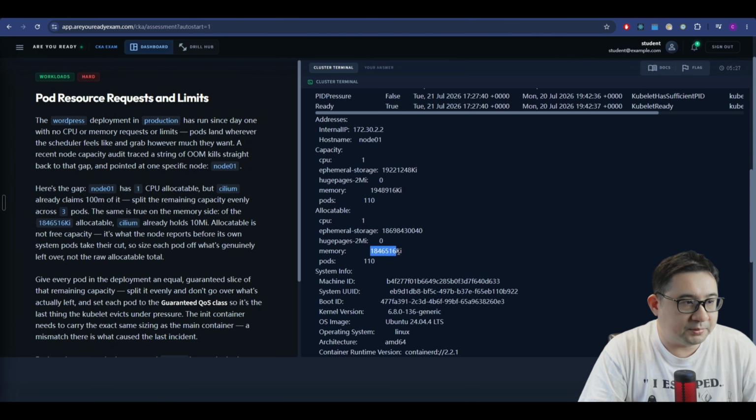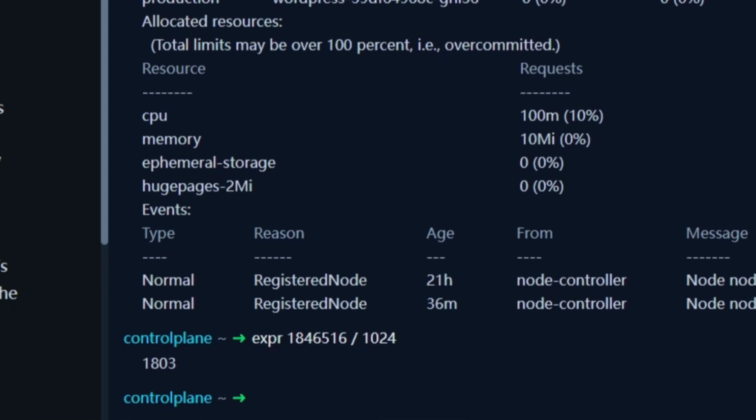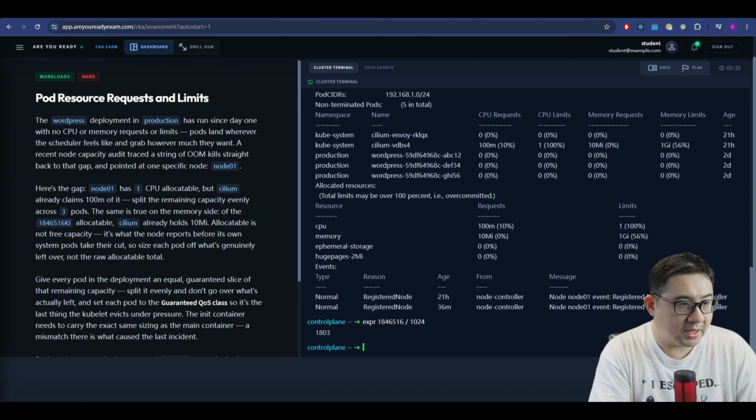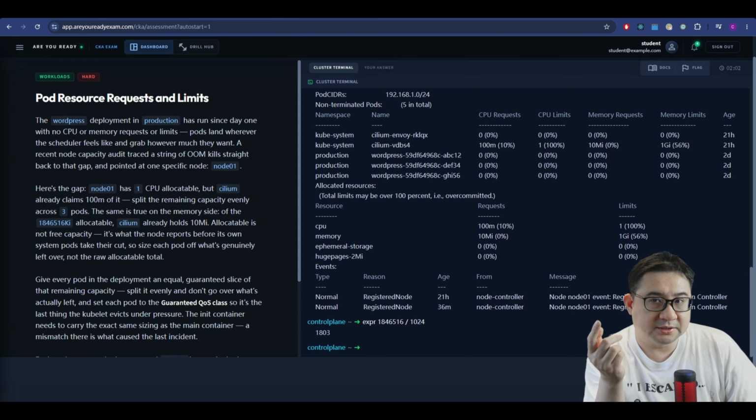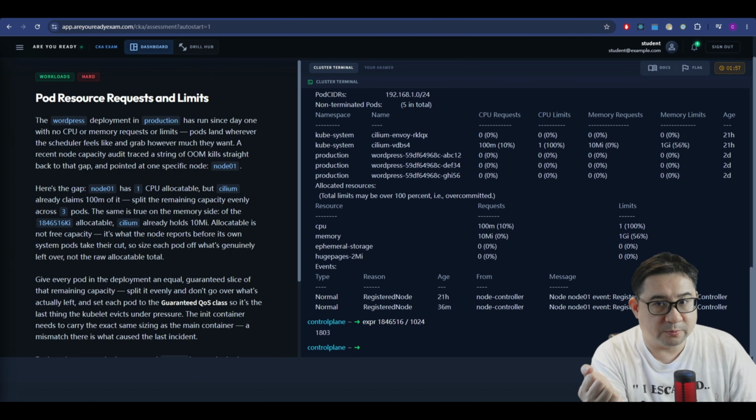So copy this number, and then we're going to run this command and divide by 1024. That gives us roughly 1800 megabytes. And this exact spot is where I messed up. This is trap 1. I directly divided 1800 by 3, said 600 megabytes per pod, and called it a day. Don't do that, because allocatable is just what the node physically has. It's not what is free.